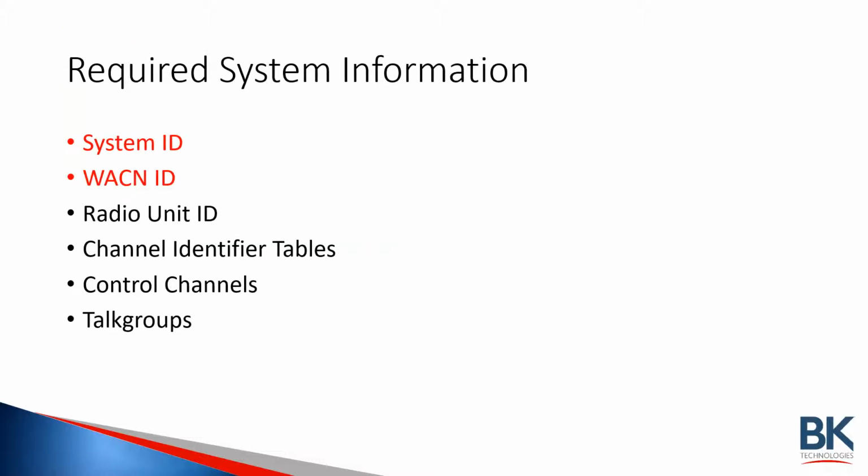Before you can program a trunking system, you must have the following system information: System ID and WACN, which are provided by the system key, the unique ID assigned to the radios you are programming, the channel identifier table, sometimes called the band plan, the controlled channel frequencies, and a list of talk groups and their unique ID numbers.